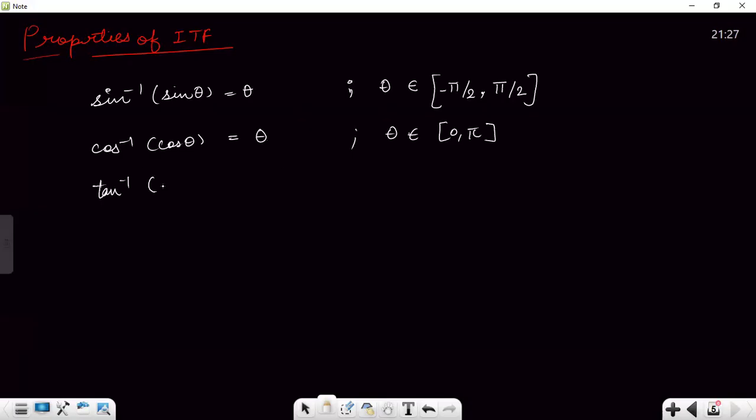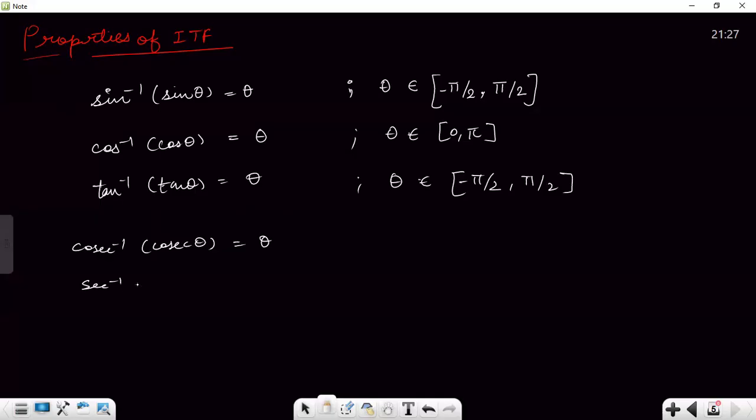Tan inverse of tan theta will also become theta only, given that theta is in its principal domain. Same for every other inverse trigonometric function. Let's start from cosec inverse of cosec theta. It will also become theta. Sec inverse of sec theta will also become theta. Cot inverse of cot theta will also become theta.